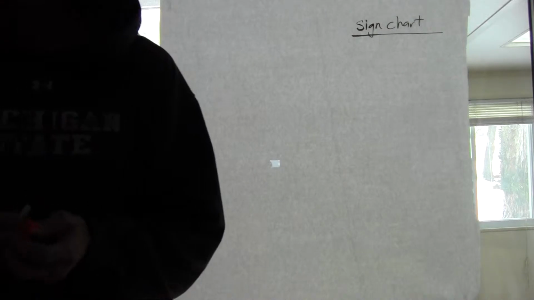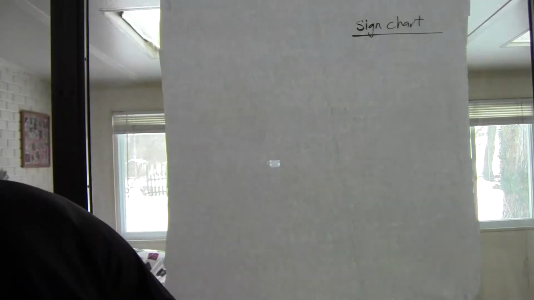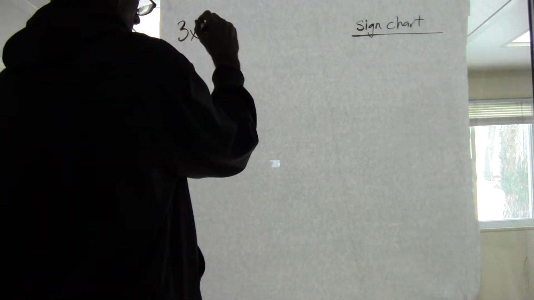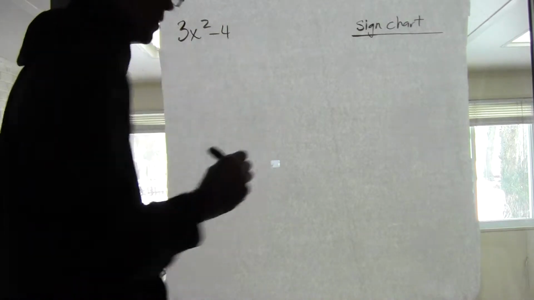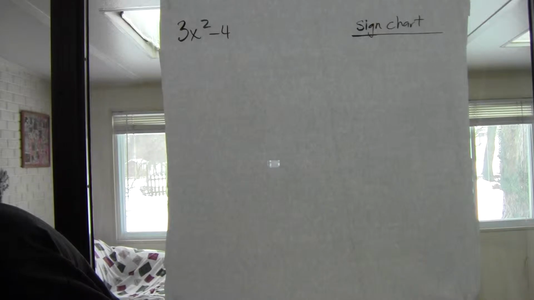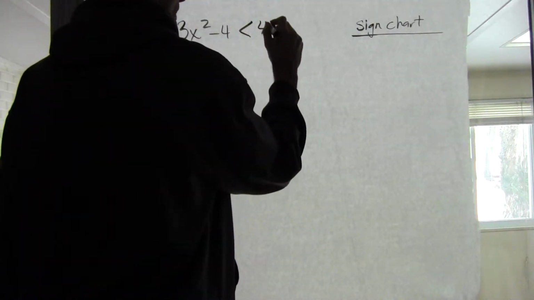I'm going to do problem number 23 from the book, okay? So it's 3x squared minus 4x, less than 4x. You guys can see that, looks good.